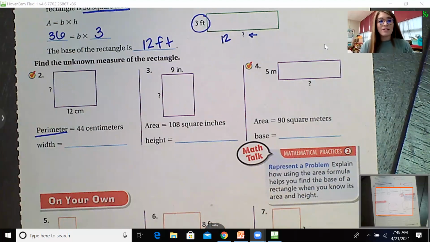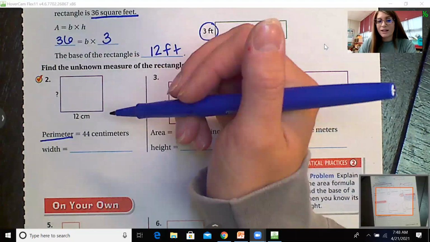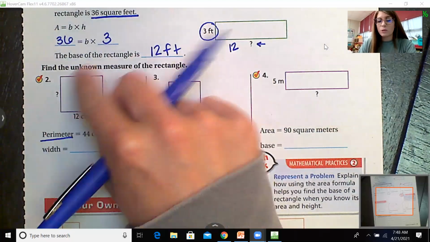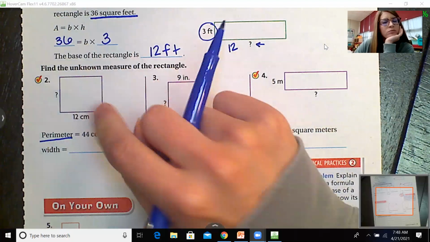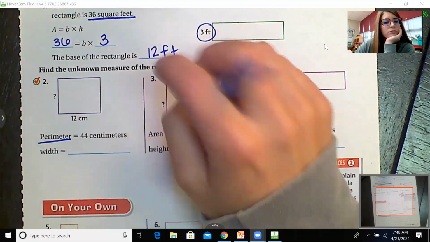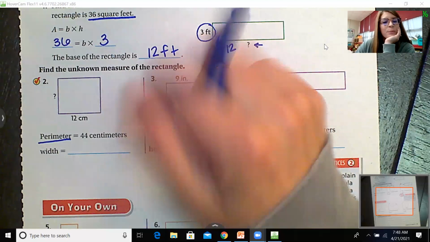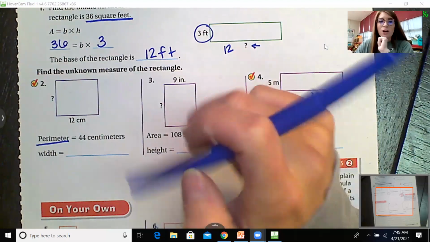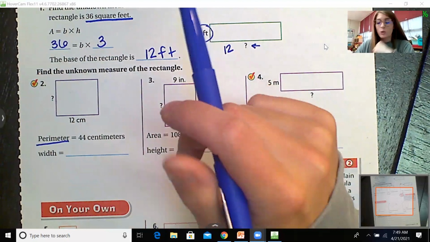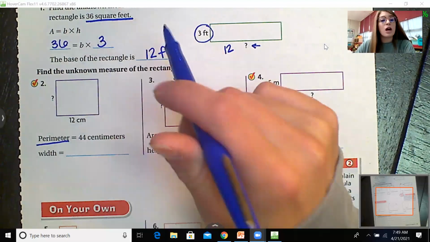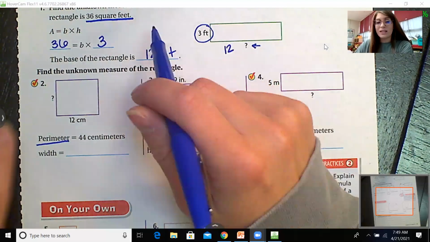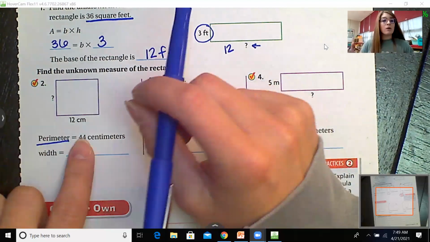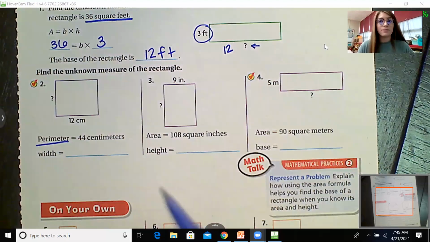So if this is truly a square, then this would be 12, this would be 12, this would be 12. Well, what is 12 times 4? 48. Is the perimeter 48? No, it is not. So it's not a true square, even though it looks like it. So we are going to have to figure out what this one is. Well, we know it's a rectangle now. What do we know about rectangles? Exactly, opposite sides are equal.